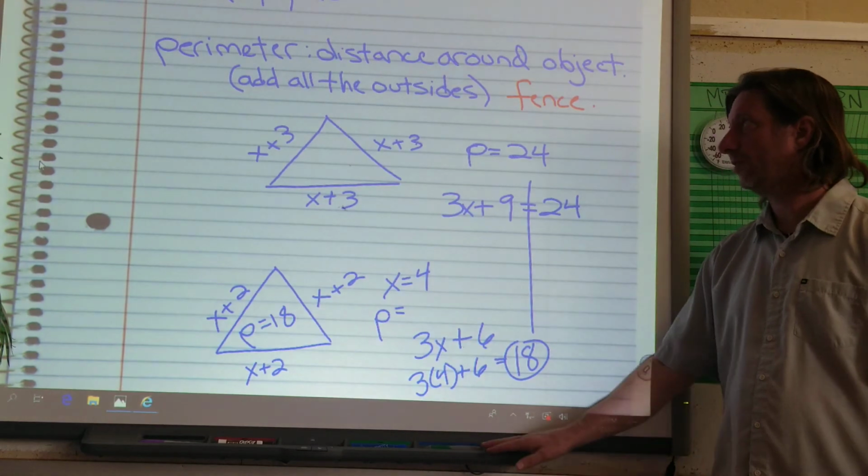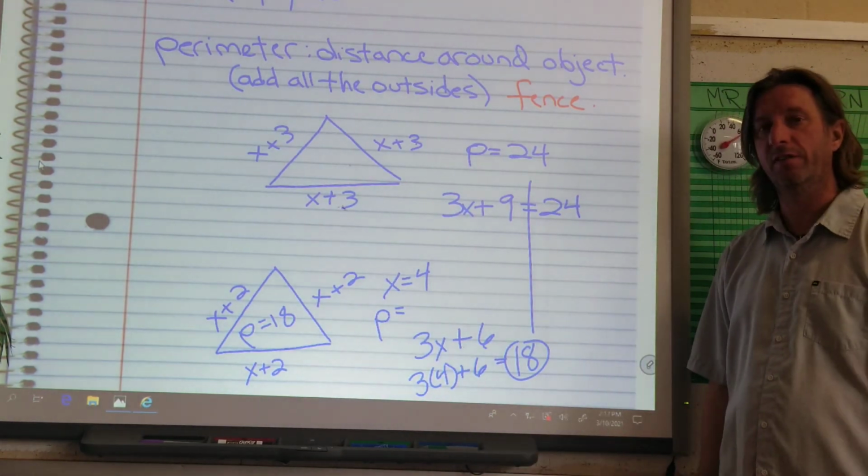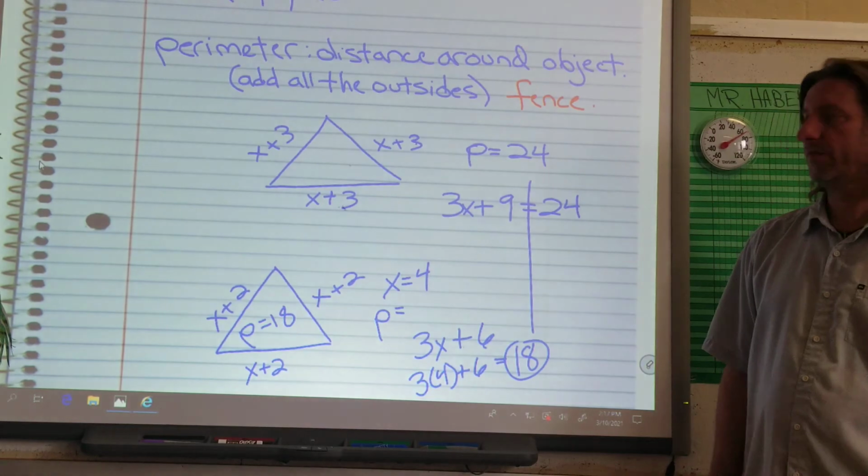All right, so tomorrow we'll talk more about area of rectangles and triangles. See how we're doing with that.